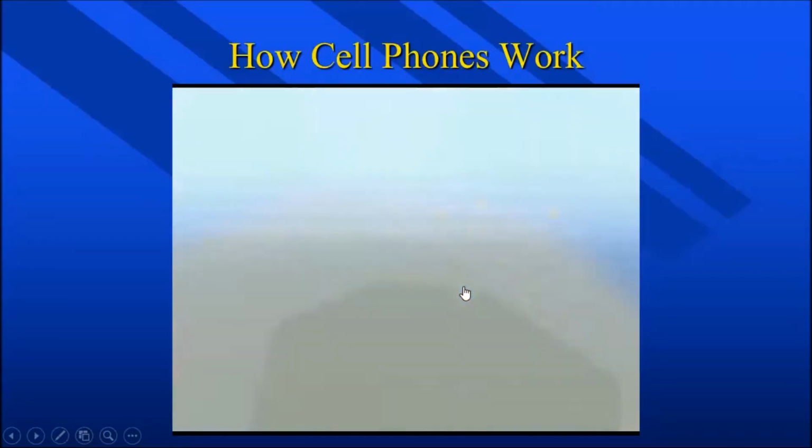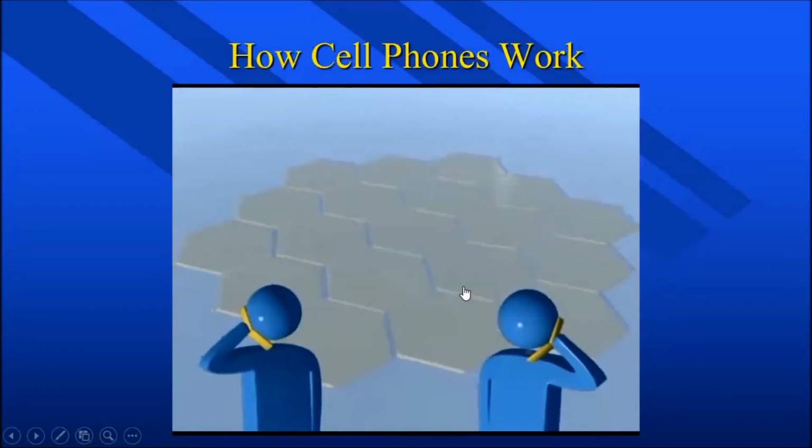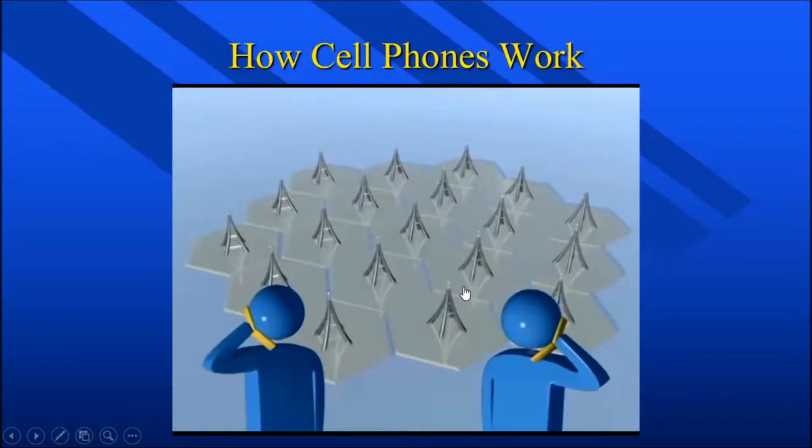The genius of the cellular system is the division of the city into small cells. Cells are normally thought of as hexagons on a big hexagonal grid. This allows extensive frequency reuse across the city, so that millions of people can use cell phones simultaneously.